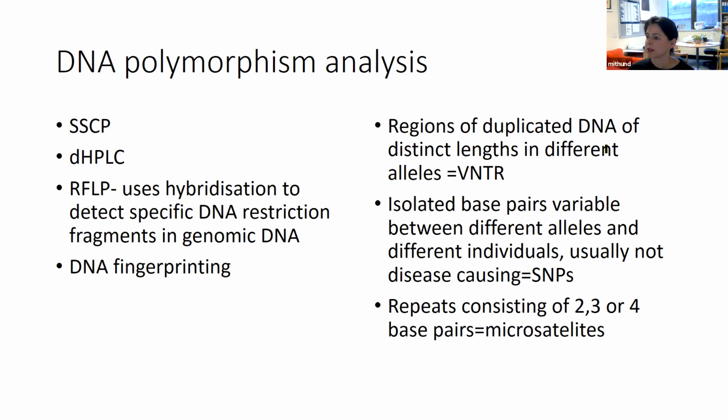Different types of polymorphisms: duplicated DNA of distinct lengths in different alleles, that's variable number tandem repeat. If it's just a base pair that differs, then it's a SNP. So a SNP is a polymorphism that just differs at a single nucleotide position. And a microsatellite is a repeat that can be a repeat of 2, 3, or 4 base pairs. So the same bit over and over and over again.